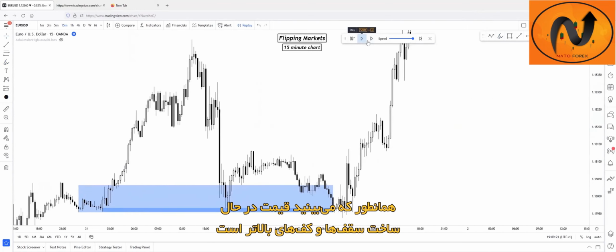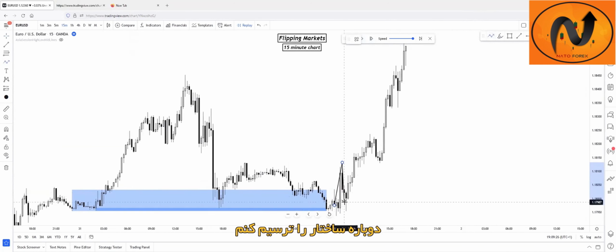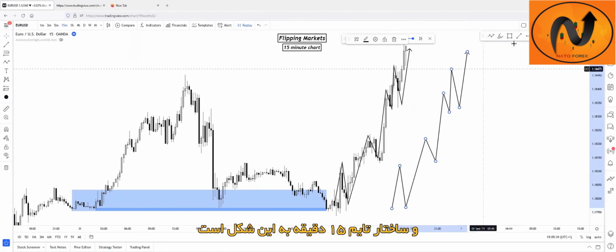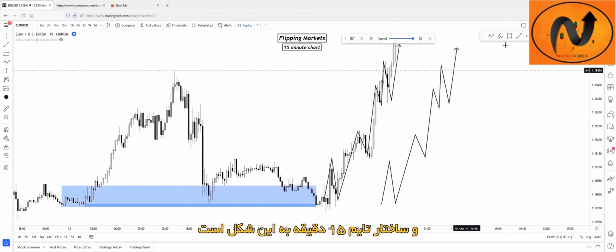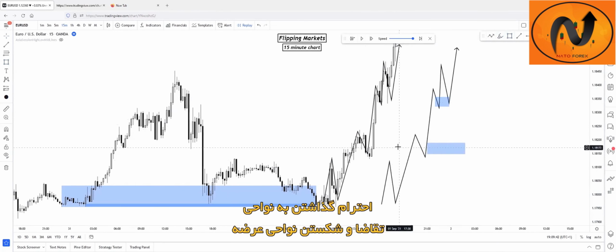As you can see, price is creating a series of higher highs and higher lows. I will just map the structure out again. Highs, lows, highs, lows, highs, lows. And this is how the 50-minute structure looks like, creating highs and lows, creating demand zones over and over again, respecting demand zones and breaking through supply zones.